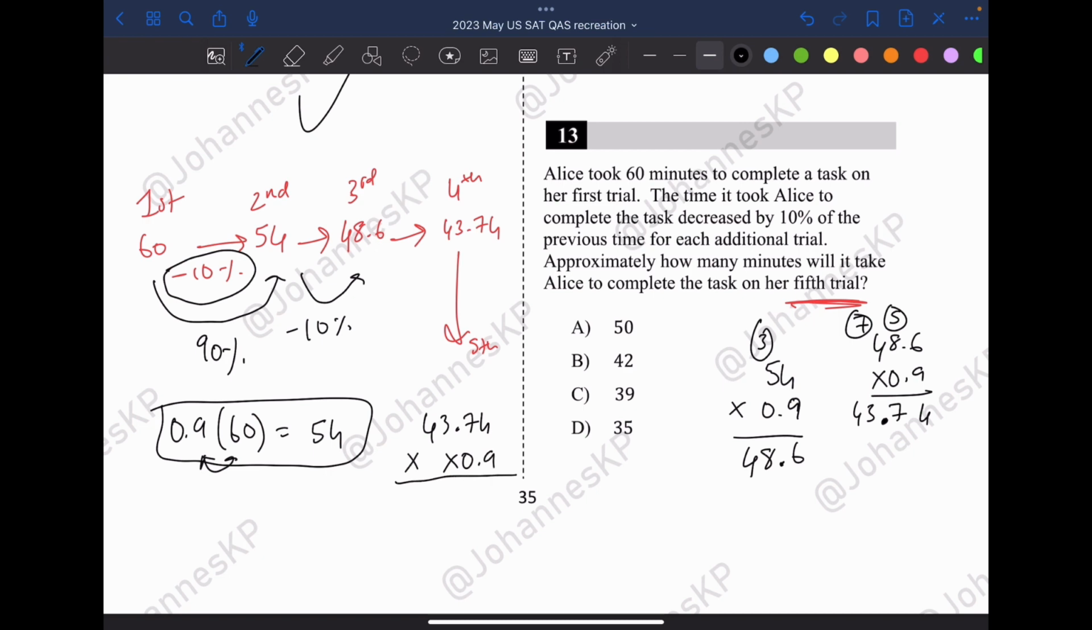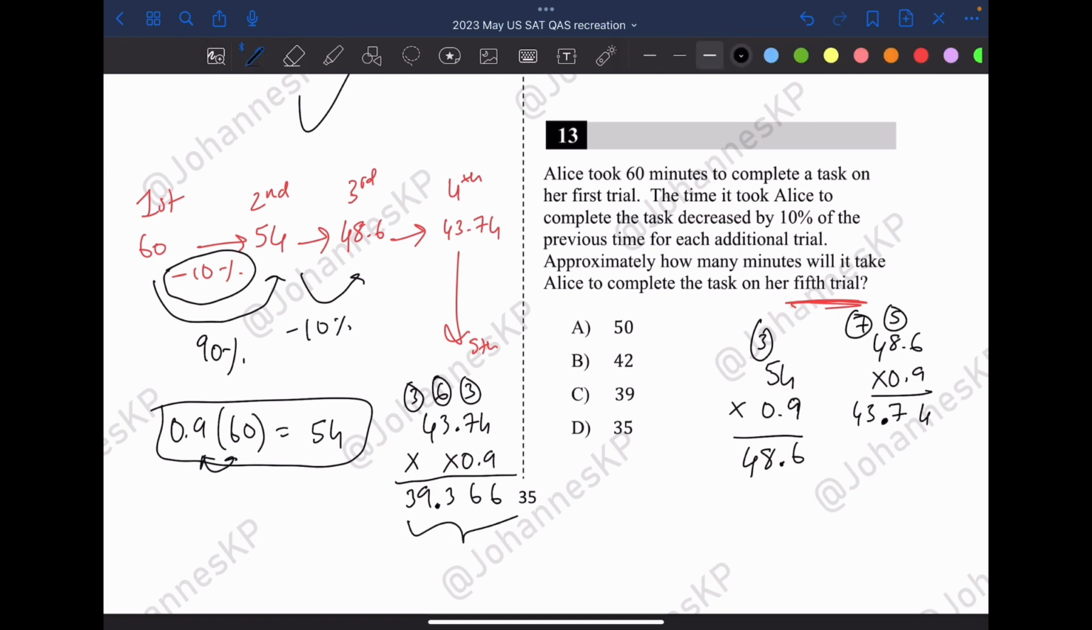9 times 4 is 36, 6 on the bottom, 3 on top. 9 times 7 is 63, plus 3 is 66, so 6 on the bottom, 6 on top. 9 times 3 is 27, plus 6 is 33, so 3 on the bottom, 3 on top. 9 times 4 is 36, plus 3 is 39, so that goes here. And then since the question had 3 decimal points, the answer is also going to have 3 decimal points. So 39.366, and then that's it. That is your final answer because that is the fifth time.